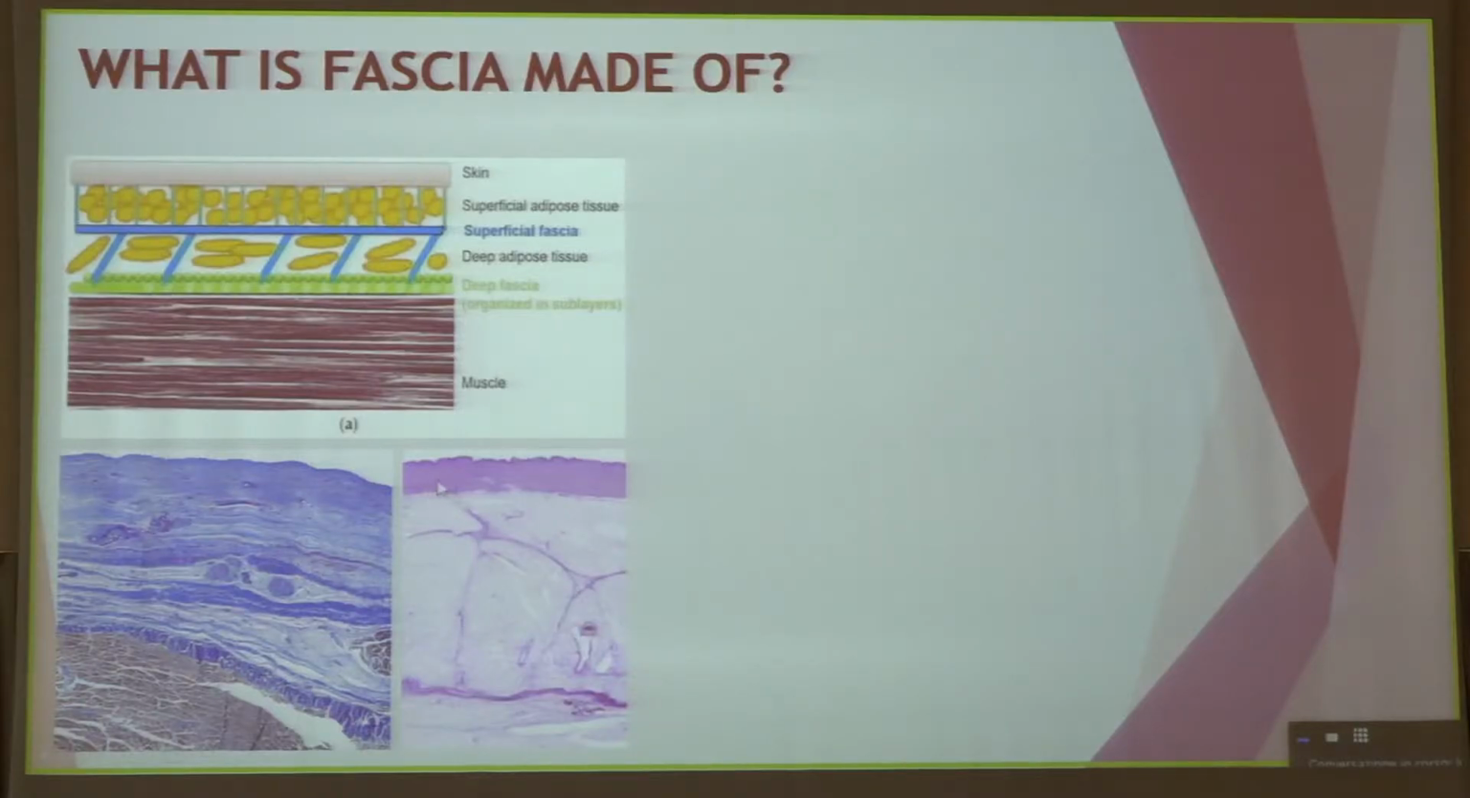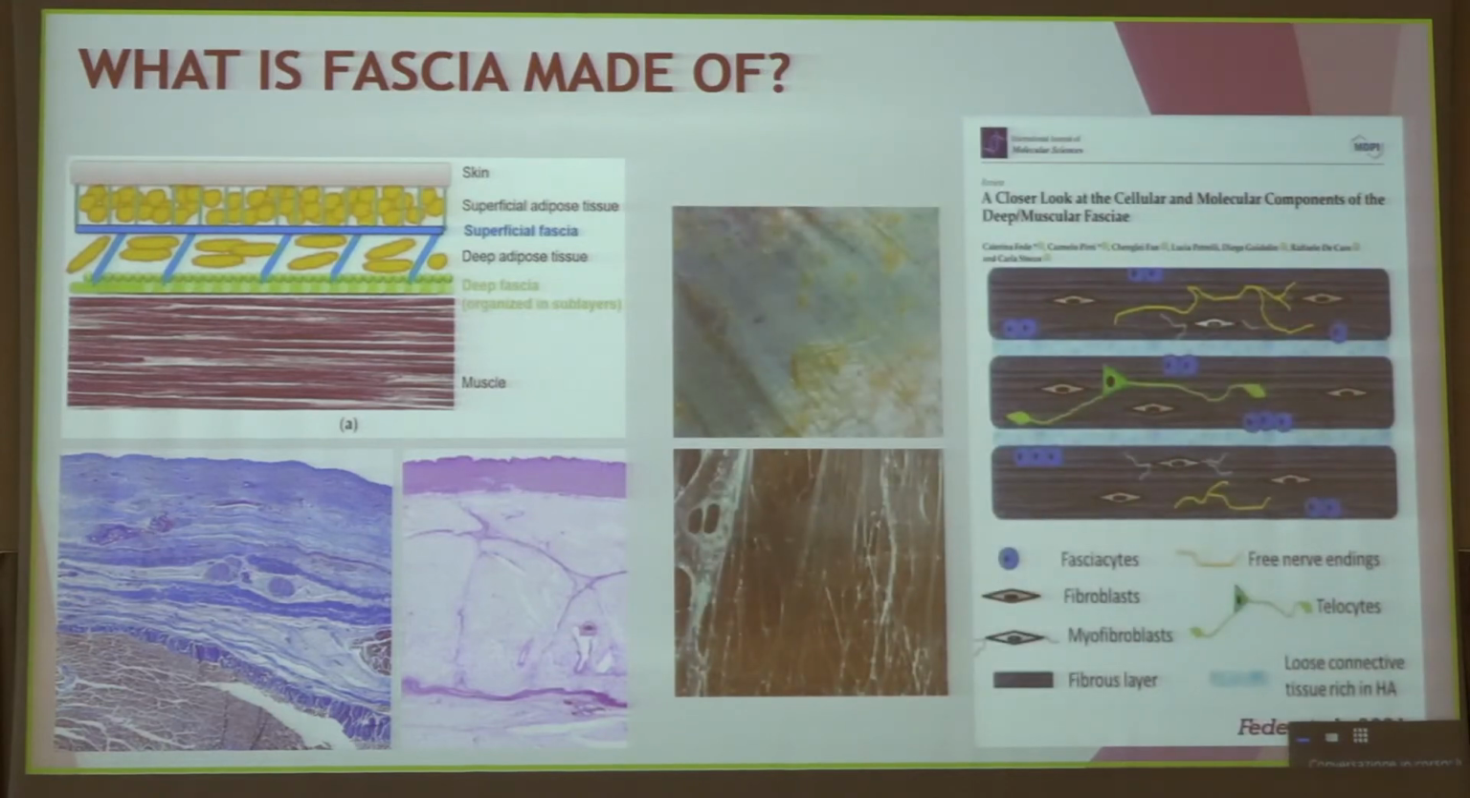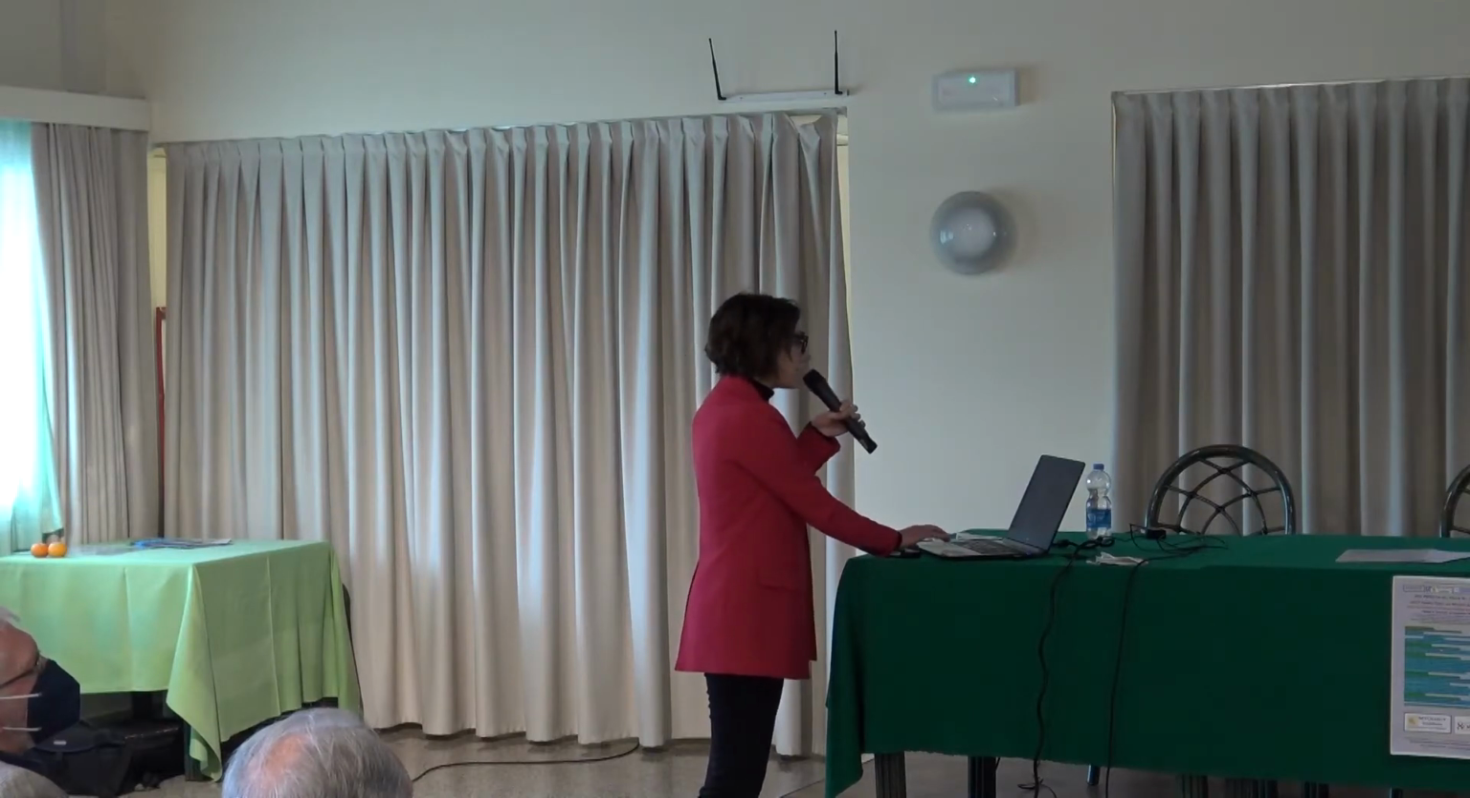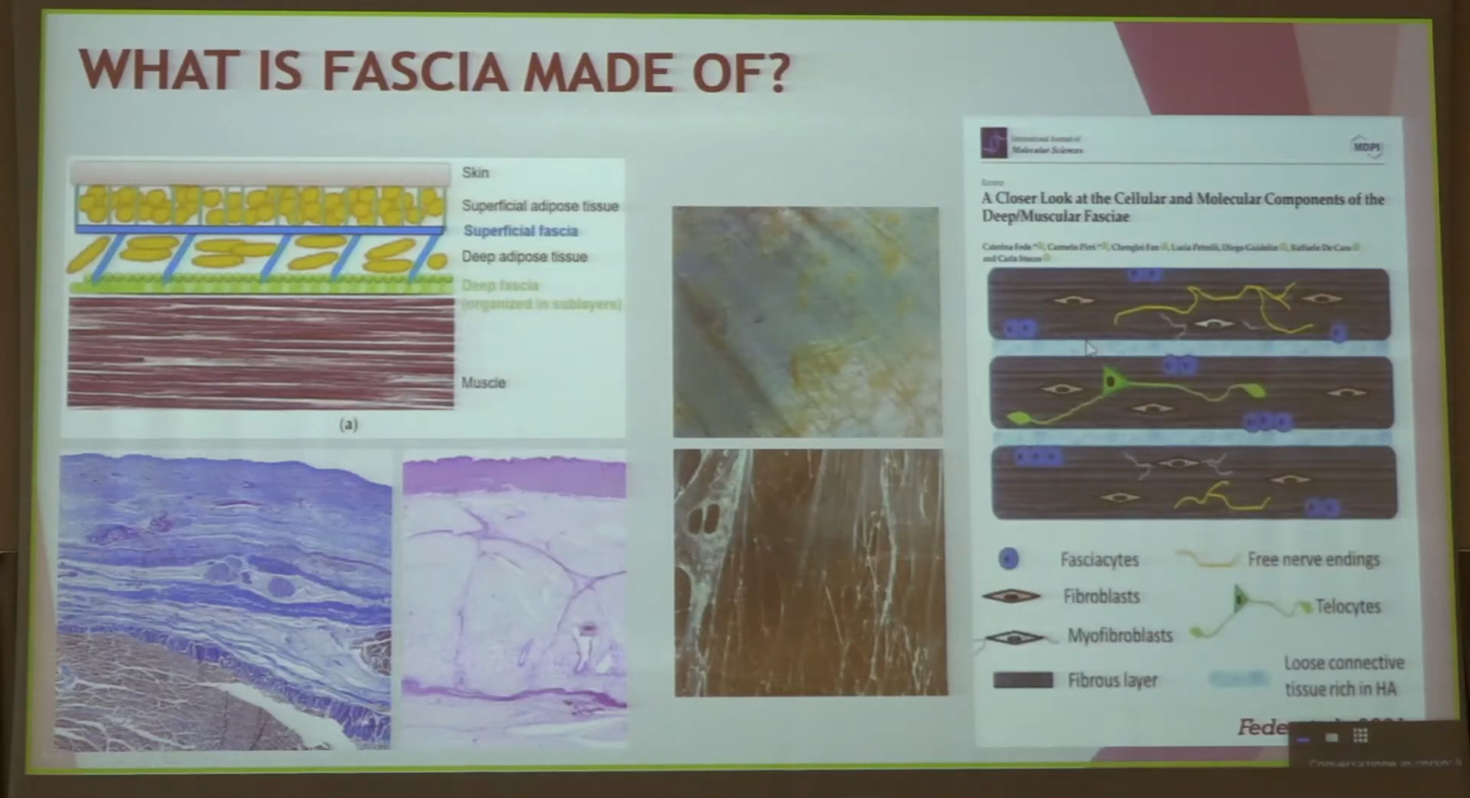In this picture we can see the skin, the superficial adipose tissue with all the fat lobules separated by this connective tissue, and the superficial fascia. Here in this picture the muscle and the connective tissue which surrounds the muscles are most visible. In particular, the deep fascia is organized in sublayers. It is organized in three layers of deep connective tissue, separated by thin layers of loose connective tissue.